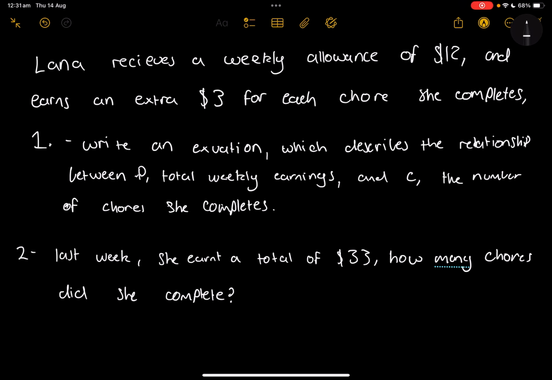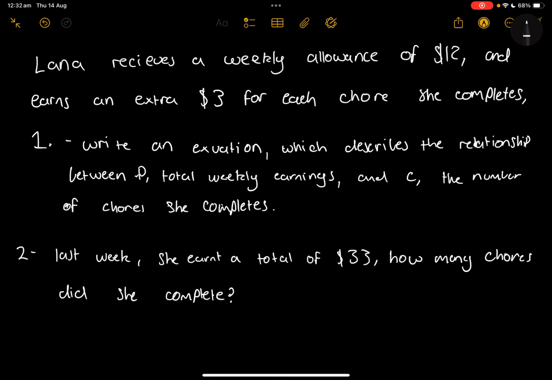Alright, now we've got a much longer question. And this is quite different to the other ones that you have done. The question is, Lana receives a weekly allowance of $12 and earns an extra $3 for each chore she completes. 1. Write an equation. I spelled that wrong, but you get the point. Write an equation which describes the relationship between P, total weekly earnings, and C, the number of chores she completes.